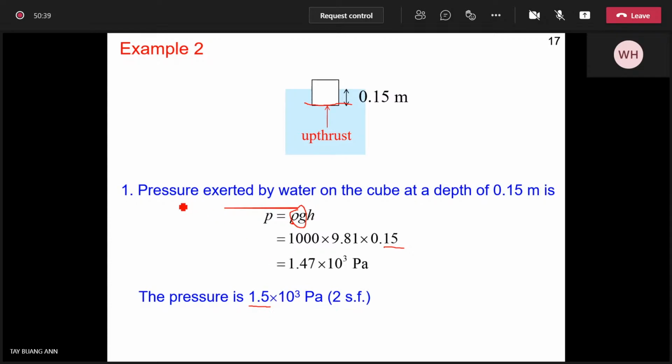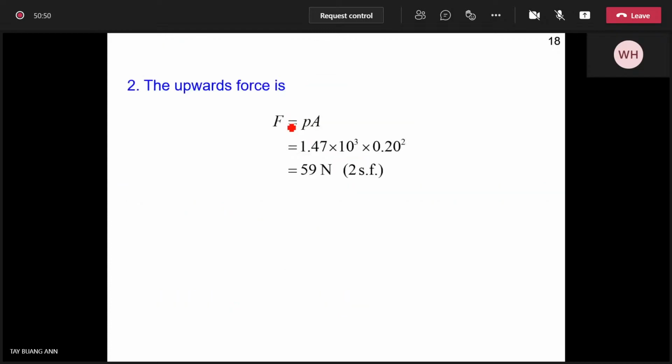Okay, so this is the first step. We find the pressure. Next, the second step, we find the upthrust force. To find the force, you take the pressure acting at that level and multiply by the area of the object's underneath surface, which is 0.20 squared.